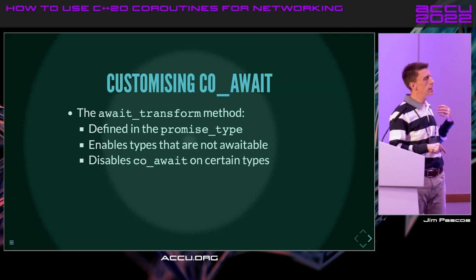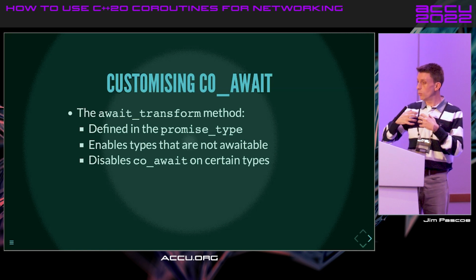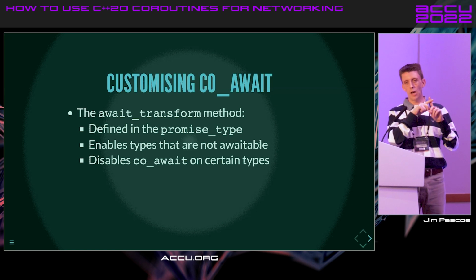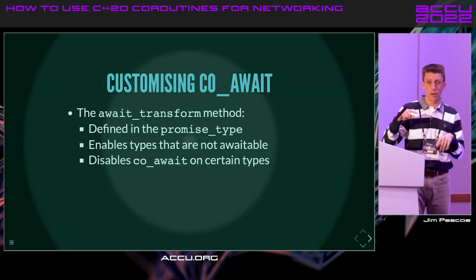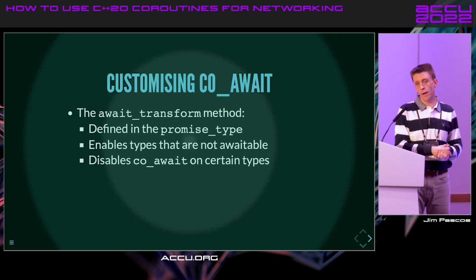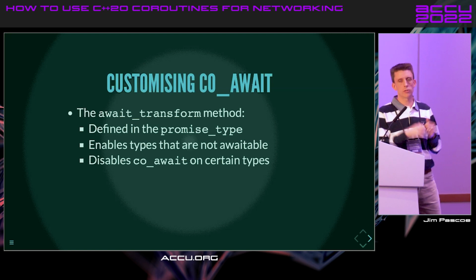Another thing that's very useful is you can disable co-await on certain types. If you've got a generator, for example, and you want to say co-await is not defined on this, you can do that. You can just overload await_transform for basically any type and set it equal to delete, and that means you'll get a nice friendly compiler message rather than screenfuls of output.